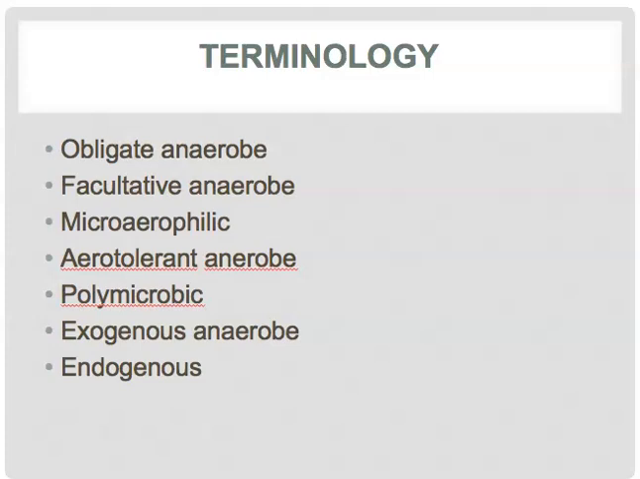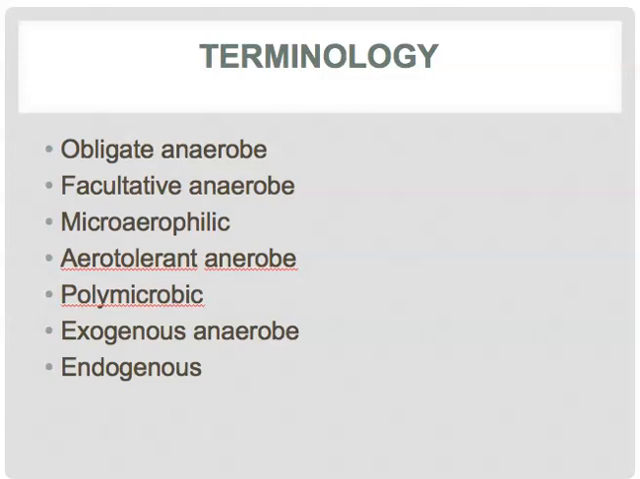And then polymicrobic refers to the presence of two or more microbes present at the same time, which is common in anaerobic infections. And then exogenous anaerobes are those that are found in soil, fresh and salt water. Anaerobes that exist outside of the bodies of animals cause exogenous infections. Most of these infections are caused by ingestion or through open wounds that are contaminated with soil. Most exogenous infections are caused by gram-positive spore-forming bacilli.